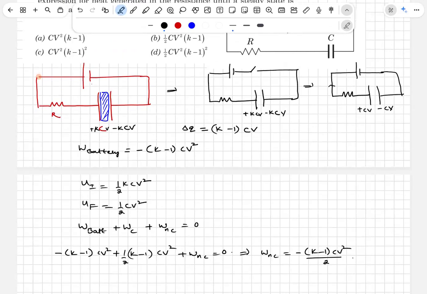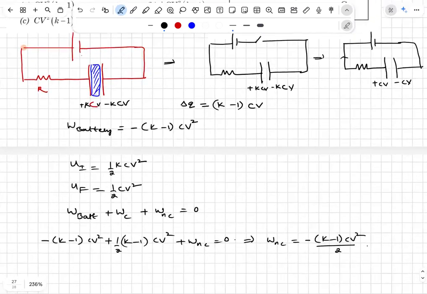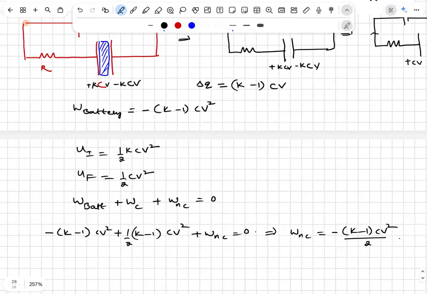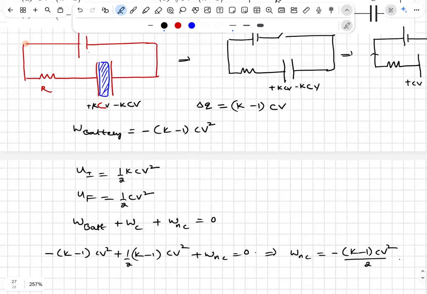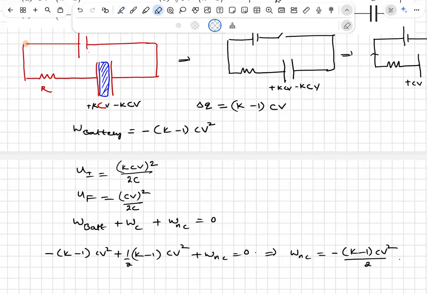I think I have done one simple mistake here. One minute. I have done one single mistake here. U initial part, I have done a mistake. In fact, the charge on this part is Q square by 2C. U final part is CV square by 2C. So now what will happen here?